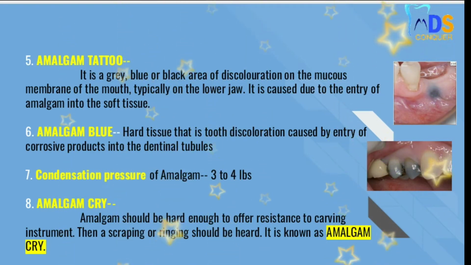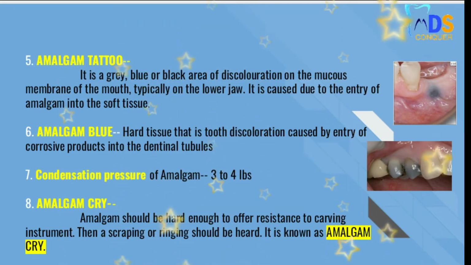Point number 6, what is an amalgam blue? The hard tissue, that is the tooth discoloration, is caused by the entry of corrosive products into the dentinal tubules, which causes tooth discoloration, that is blue discoloration. Hence it is called as amalgam blue.